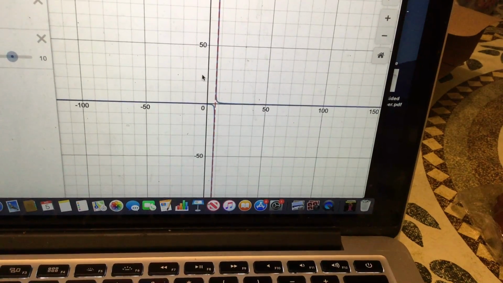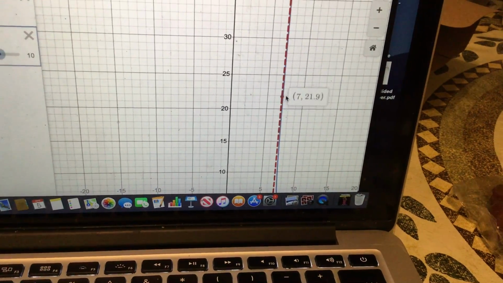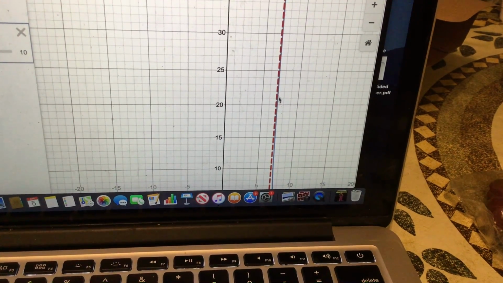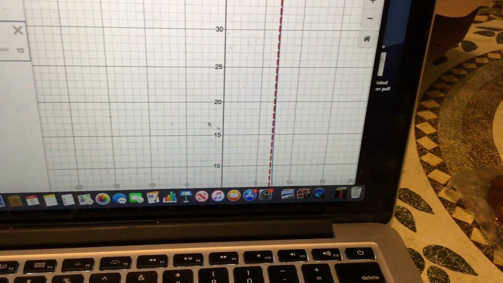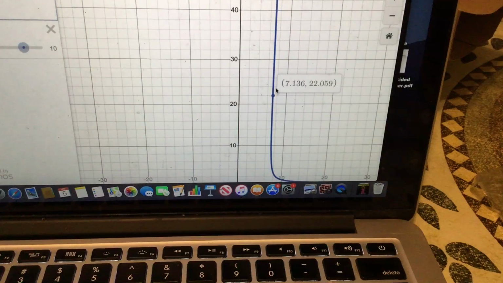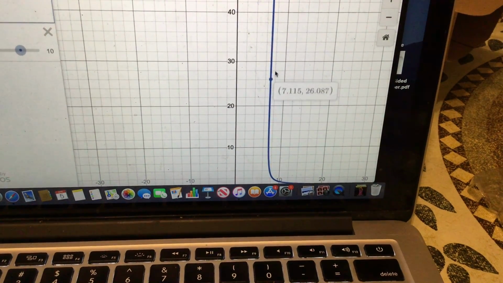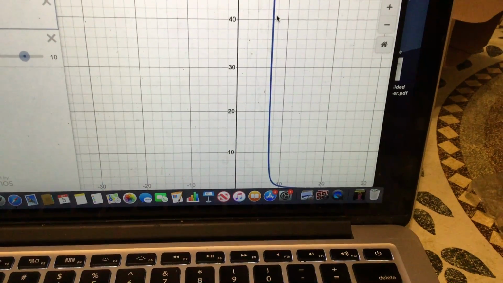And let's approach it from the right side. If I zoom in. Oh, whoops. Let me get that on the blue line. No, let me take away, there we go. Take away the red line. So if I approach it, it's not letting me get to x equals 7. It's sending it to positive infinity.